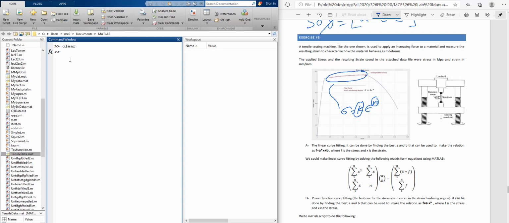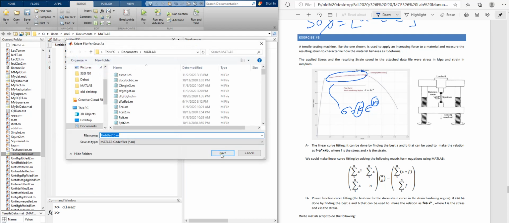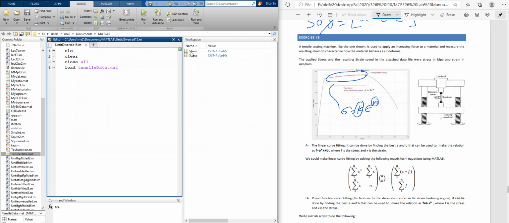Let me open a new file, a script file. CLC, clear, close all. Let me load first the tensile data.mat. Let me check the file name is correct. Tensile data.mat. Very good. So run the program to be sure that everything is okay. Yes, we got strain vector and stress vector.